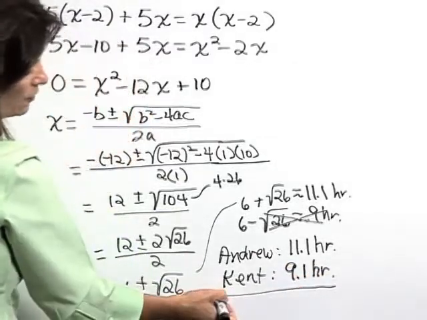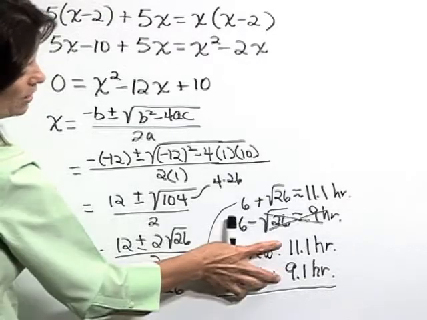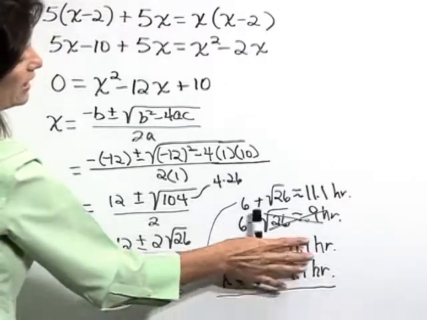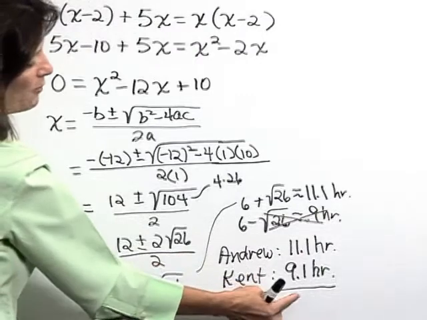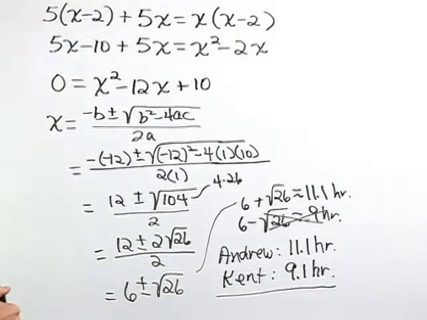We've summarized our answer very clearly. I'm going to leave this one for you to check. You can check those in your original equation, and you're going to get approximately a true statement. Remember that we've rounded those off. Andrew's time is 11.1 hours, Kent 9.1 hours.